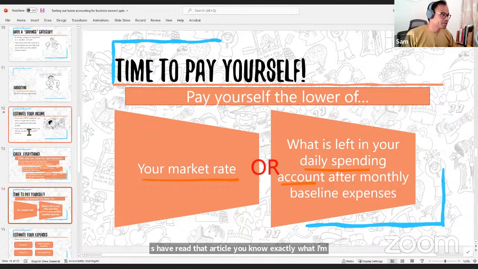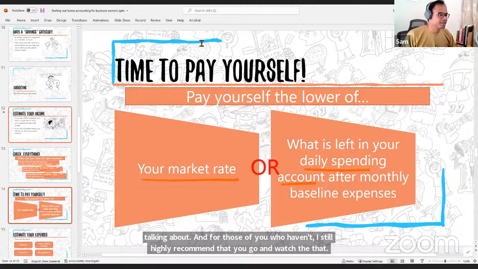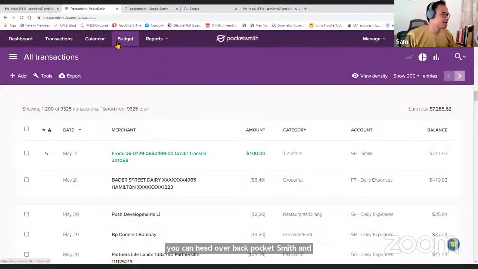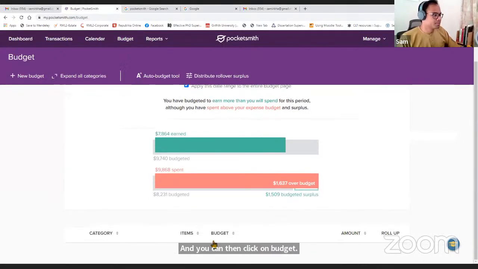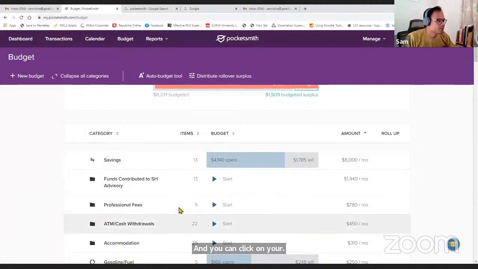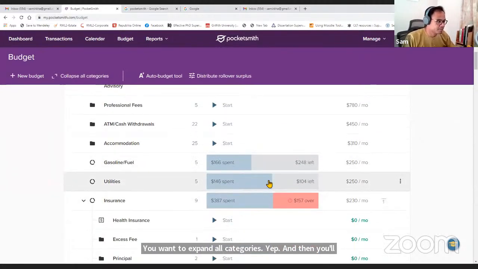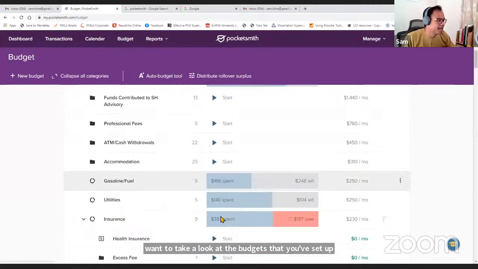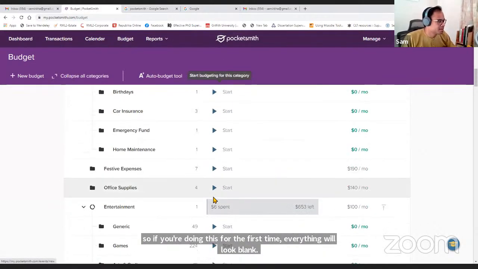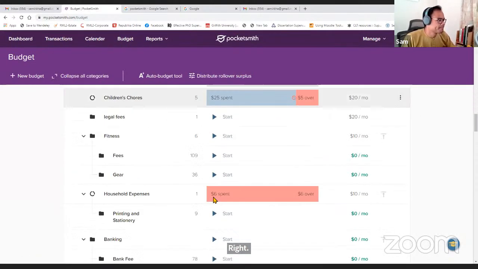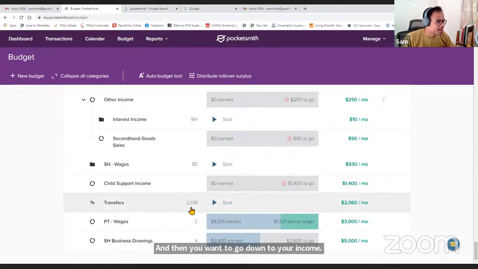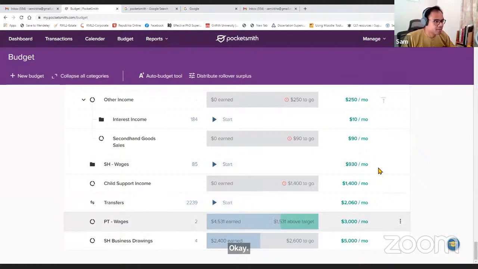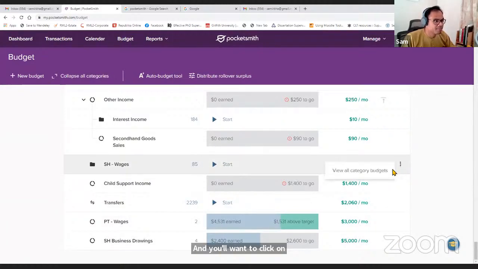Okay. So now once you've worked out your income, you can head back over to PocketSmith and click on budget. You want to expand all categories. Yep. And then you'll want to take a look at the budgets that you've set up. If you're doing this for the first time, everything will look blank. All right. And then you'll want to go down to your income, and it's all the way at the bottom. Okay. And you'll want to click on the budget category.